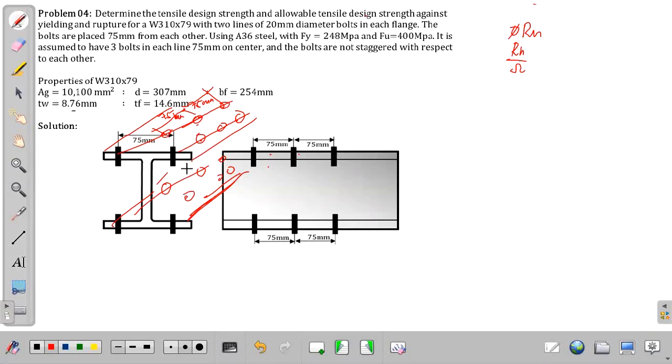Okay, magkakalinya yan. So flange ng section. Okay? So ang hinahanap natin dito is the tensile design strength, yung φRn, against the yielding, so yung gross section yielding natin, and against doon sa net section fracture. And yung isa naman, yung allowable tensile strength natin against the gross yielding and against the net section fracture. So yan yung hinahanap dito sa problem. So for our solution, let's start with the cross section against gross section yielding.